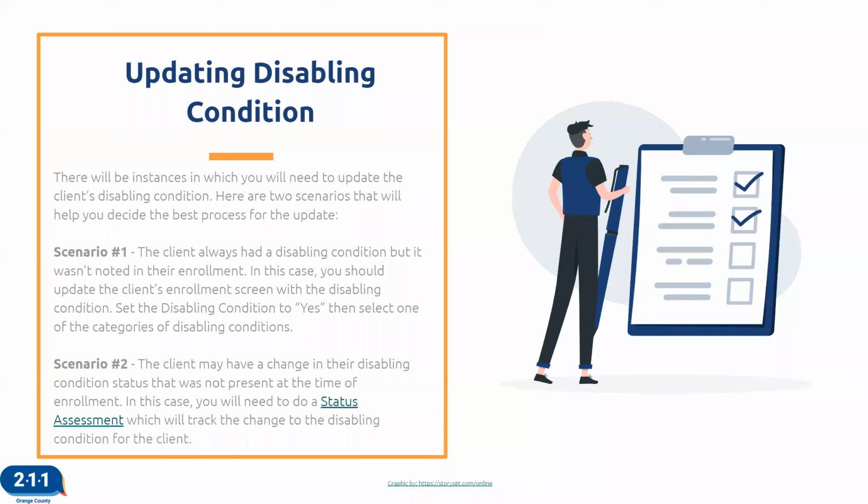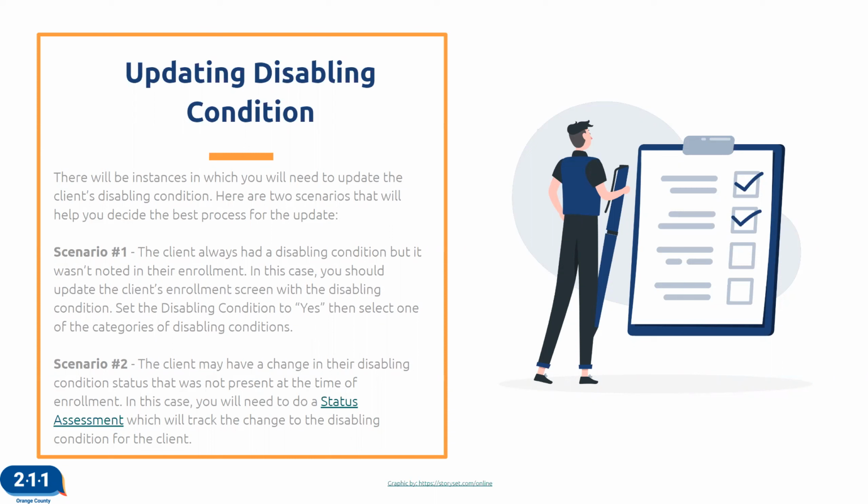And then lastly, some refreshers on updating the disabling condition. There will be instances in which case managers will need to update the disabling condition information for a client. We're sharing here two scenarios that will provide examples of how you can decide the best process for the update that's being made. In scenario one, the client always had a disabling condition, but it wasn't noted in their enrollment. In this scenario, you should update the client's enrollment screen with the disabling condition information and set the disabling condition to yes, and then select one of the categories of the disabling conditions.